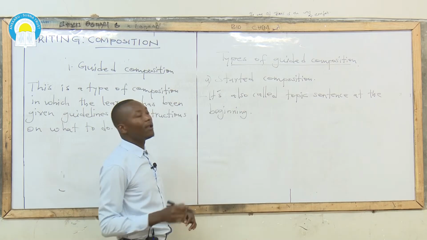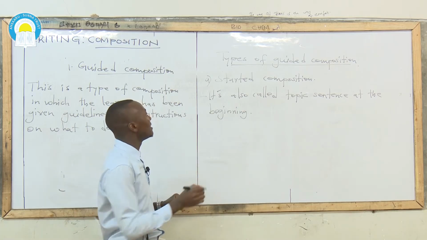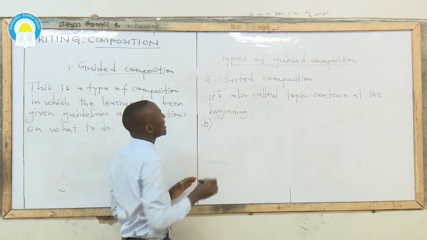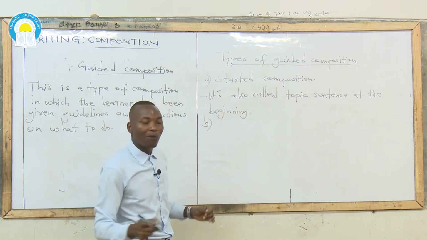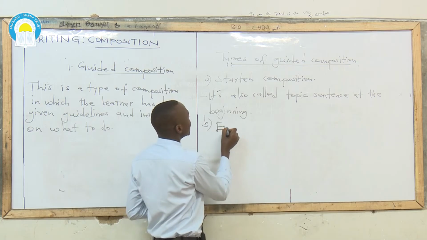Then another example, I'll explain this in detail, but let me finish all the types of guided composition. Number 2, we have got the ended composition.